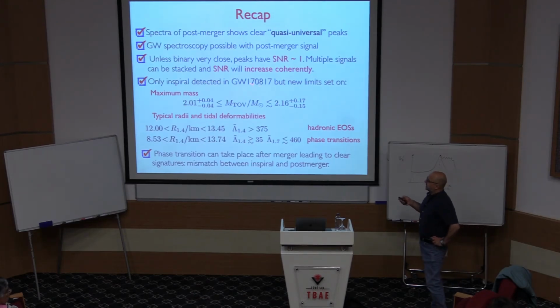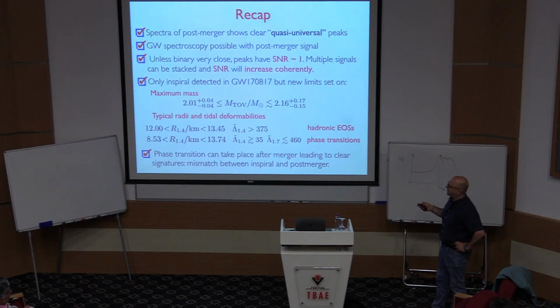In the case of GW170817, we have just seen the inspiral. We haven't seen the post-merger, unfortunately. But already with that, we have learned quite a lot. In particular, we learned that there is a maximum mass. There is an upper limit on the maximum mass, which is 2.16. And we set new limits on the typical radii and tidal deformabilities, which are the ones over here. Finally, I've shown you that phase transitions can take place after the merger, and they lead to a clear signature.